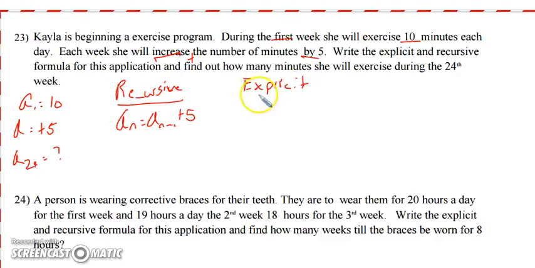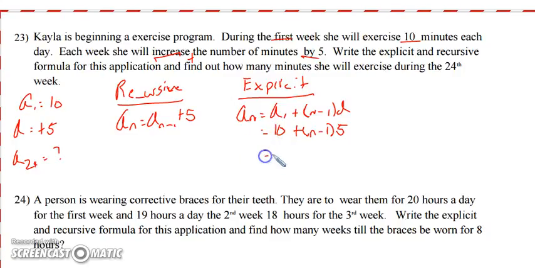Don't forget your formula. an equals a1 plus n minus 1 times d. So we get first term 10 plus n minus 1 times the difference, which is 5. 10 plus distribute. Pay close attention to your signs. 5 times n is 5n. 5 times negative 1 is minus 5. Combine like terms. 10 minus 5 is 5, plus 5n. And that's it. And then find a24.